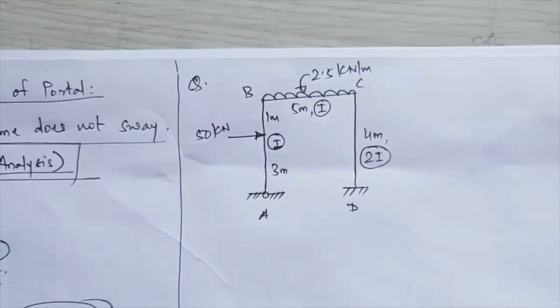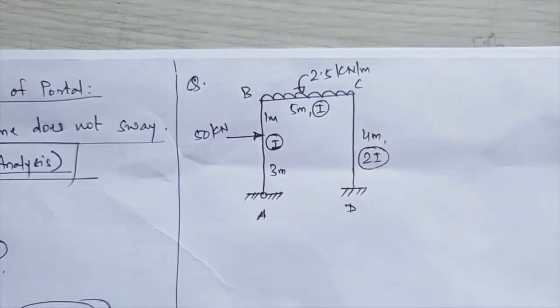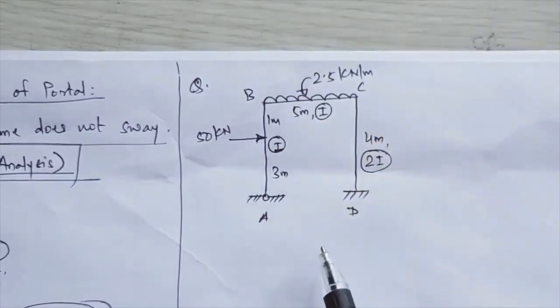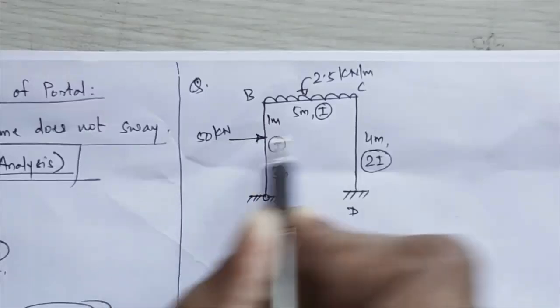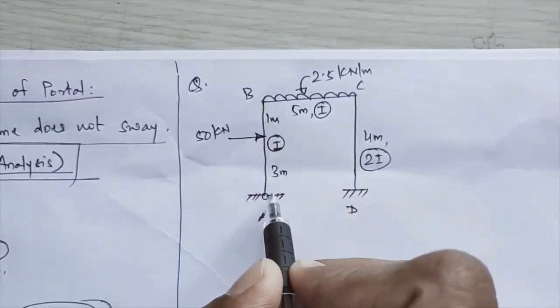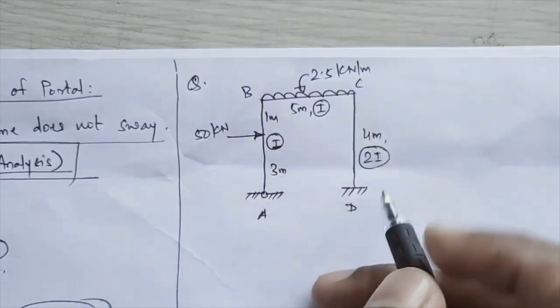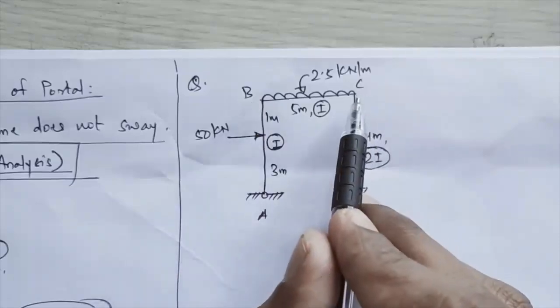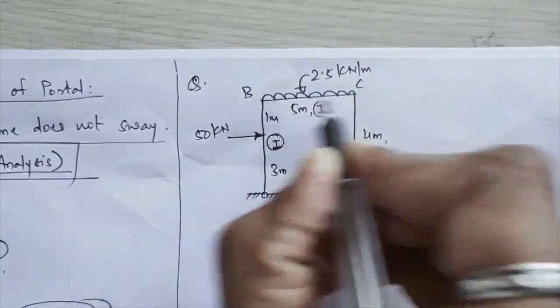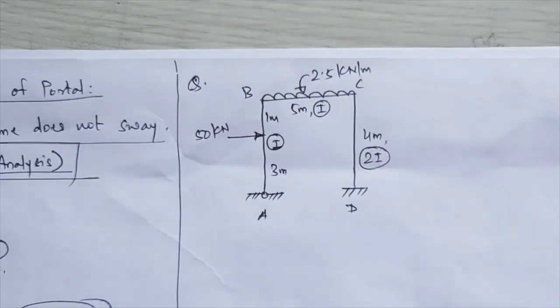Now, how will this frame be classified as a sway frame? If you look at it, the left hand side and right hand side parts are completely different. Again, due to this lateral load of 50 kilonewton, some loading will emerge on column AB and column CD. We assume that the swaying at point B and swaying at point C is the same. That is, delta at point B and delta at point C will remain the same.